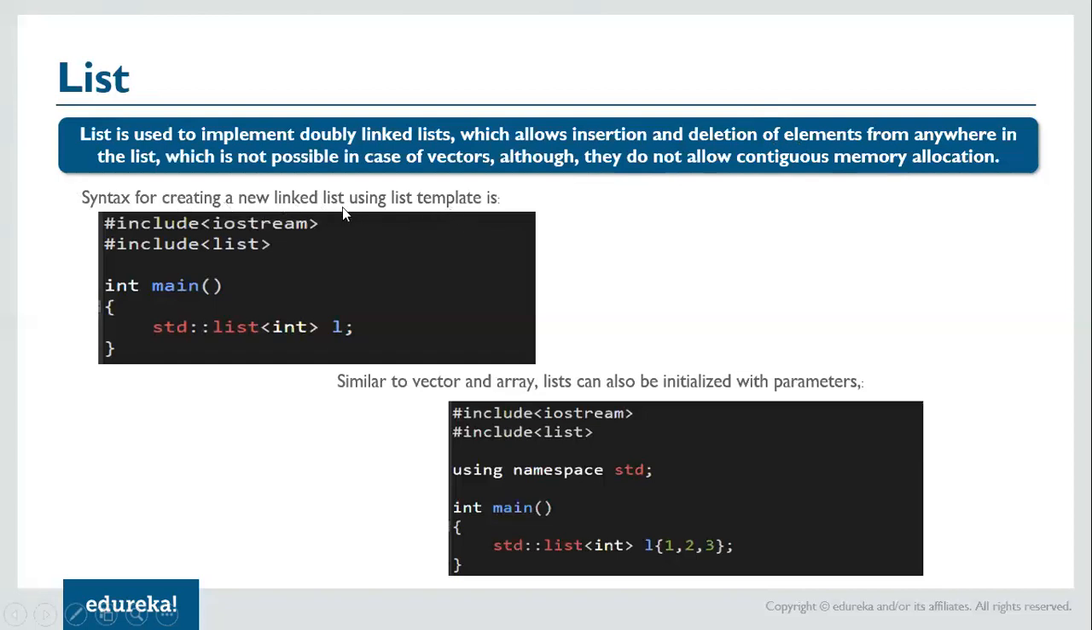Now a syntax for creating a new list can look like this. I can say std::list<int> L, where int is the data type. So this is creating a list for me. Similarly, if you want to create a list with elements in it, you can see here that similar to vectors and arrays, a list can also be initialized with parameters. So here I am creating a list holding 3 integers 1, 2, and 3.